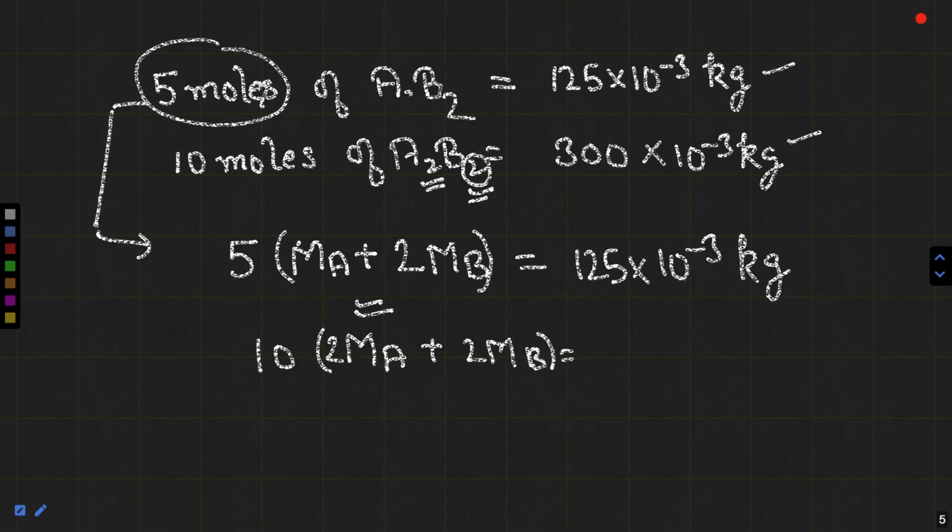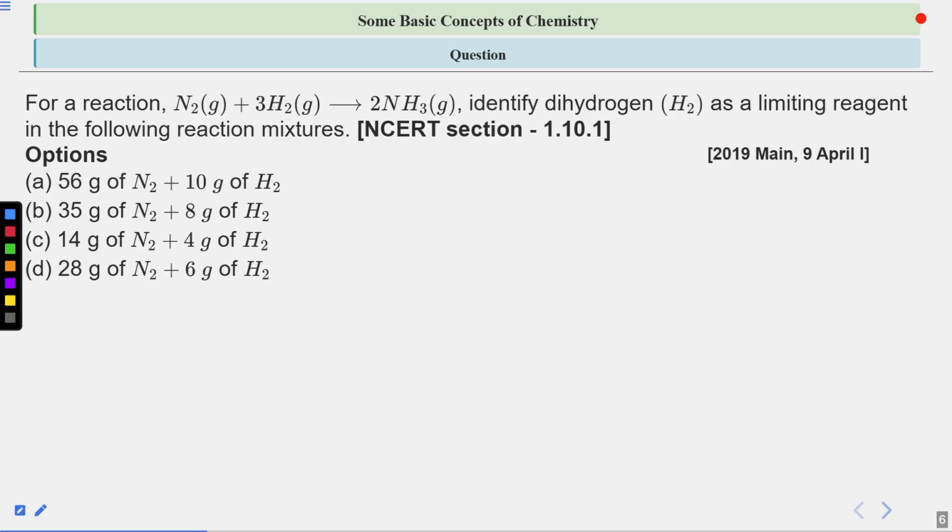So if we write this for A2B2, then we have to multiply each of these by 2. Yes, M is the molar mass of A. N2 with 3H2 to produce the ammonia.